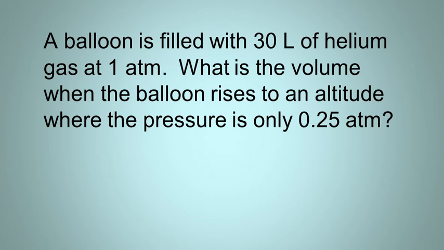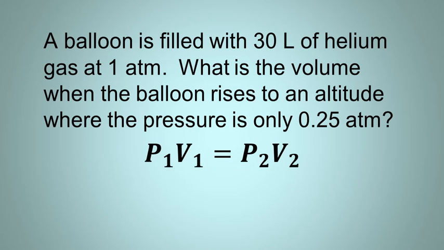So let's try an example here, and we're going to see how this works. Here we have a balloon that's filled with 30 liters of helium gas at 1 atmosphere. What is the volume when the balloon rises to an altitude where the pressure is only 0.25 atmospheres? So we're going to essentially mine the information out of the problem and plug it into the equation. So here we're going to plug and chug. And so P1 is the starting pressure, and hopefully you see that that's 1 atmosphere. So we're going to plug into the equation 1 atmosphere. And then we have V1, which is the starting volume, and that's 30 liters.